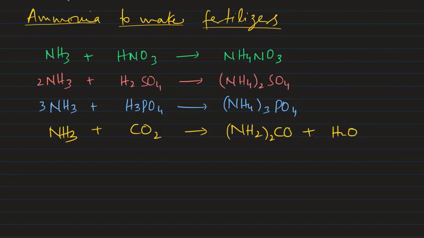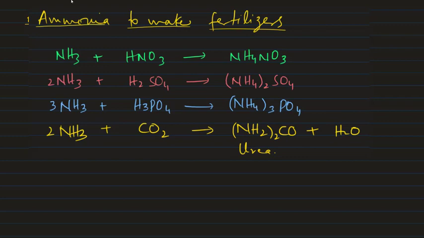Now let's balance this equation. We got 2 here to balance, I think. So this is urea. So we have made different fertilizers from ammonia by reacting with acid, and these fertilizers are added into the soil and they increase the fertility of the soil, so we get greater crop yield.